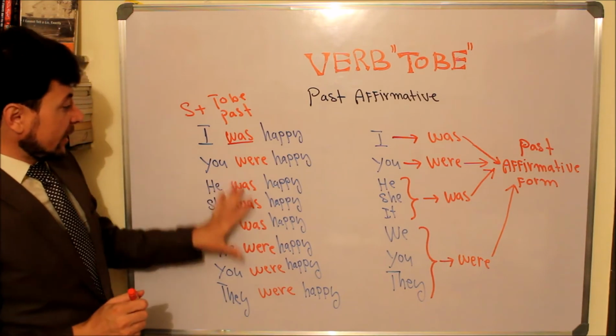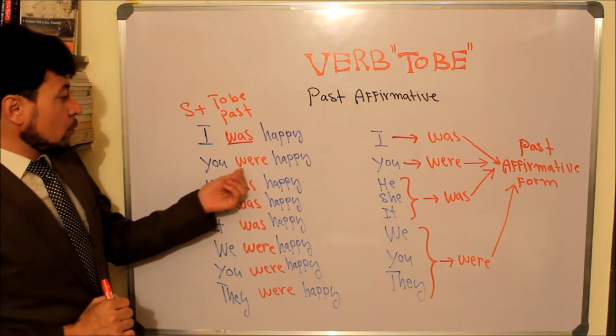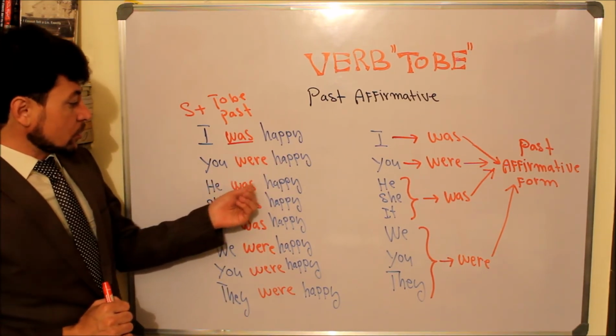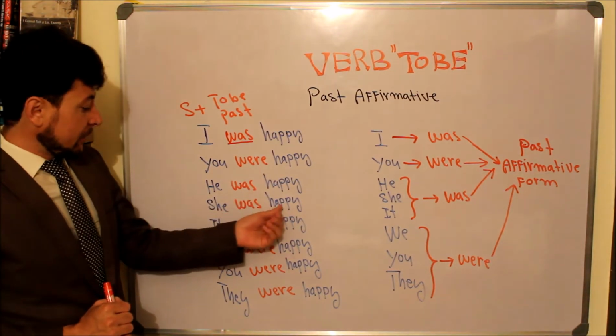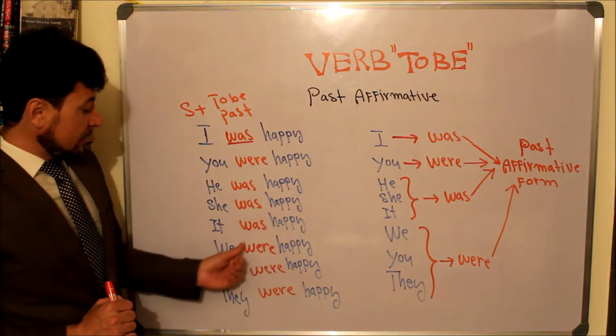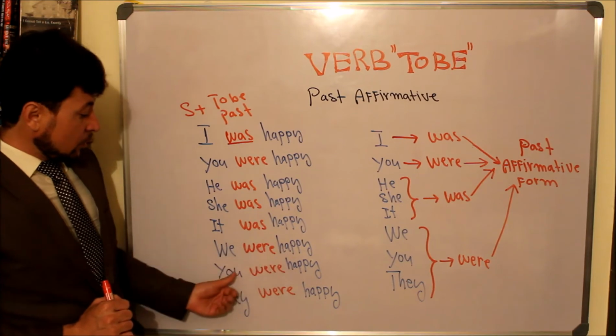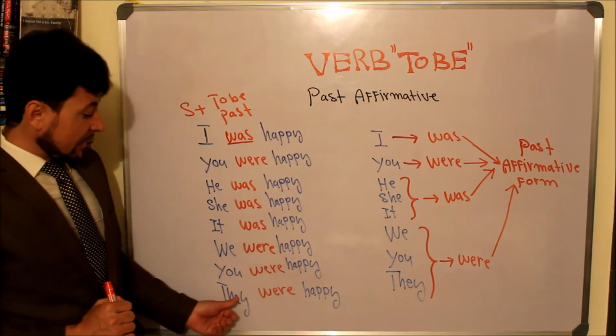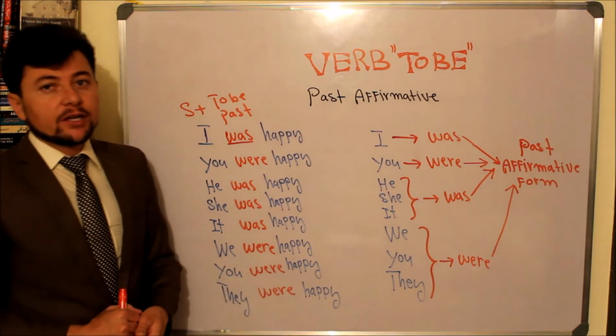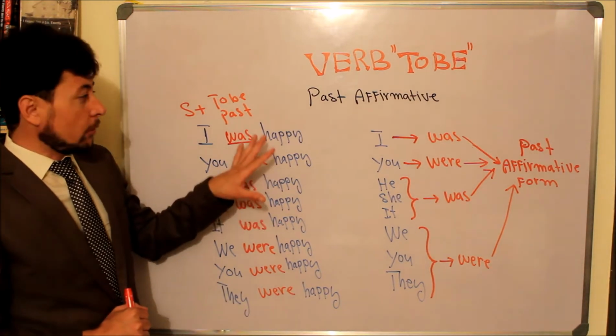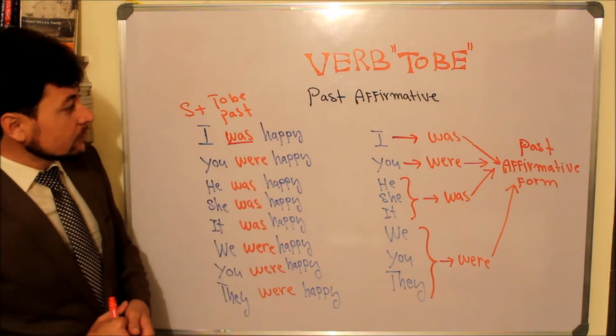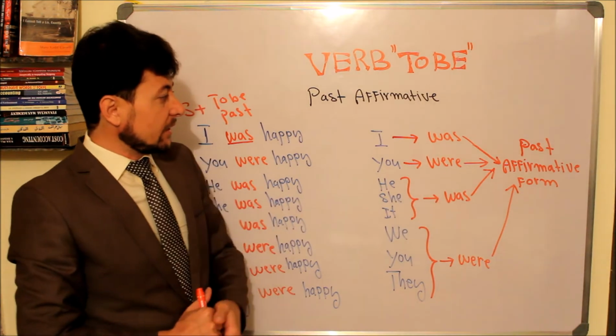So look at the other sentences here. You were happy, he was happy, she was happy, it was happy, we were happy, you were happy, and they were happy. There is no contracted form or short form for this. So here's the form, look at it clearly.